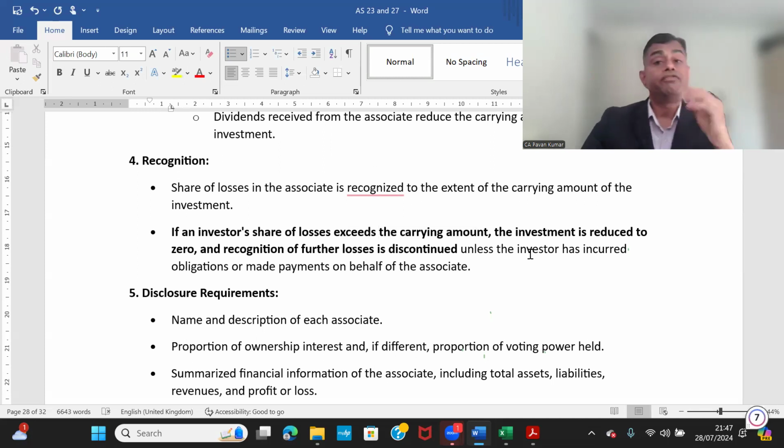That's it. Further losses, next year also the company lost some money. You don't have any obligation. Write it 0. That's it. Next year again loss, 0. Next year, if profit comes, then you can start recording again. Then carrying amount is 0 as per my books, plus company earned 2 lakhs profit. In that 45% is mine, plus 90,000 I can add.